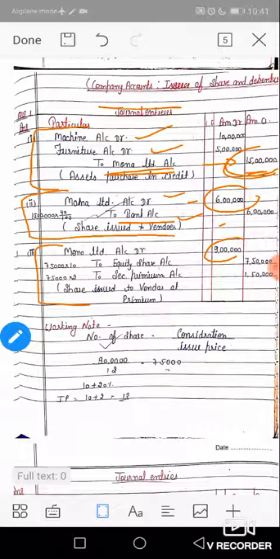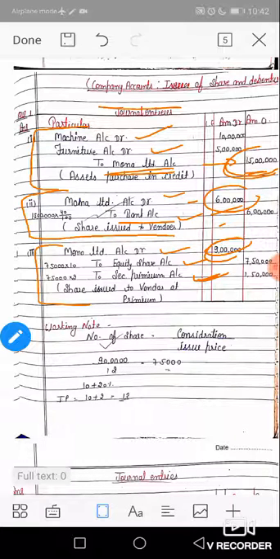Then the journal entry is Mona Limited account Dr. to Equity share capital and to Securities premium, because the shares are issued at a premium. Mona Limited is debited with 9 lakh because out of 15 lakh, 6 lakh has already been paid and the balance amount is 9 lakh.